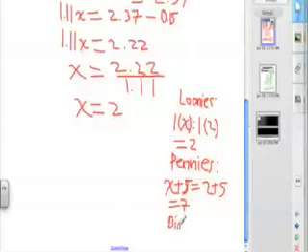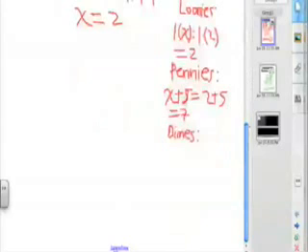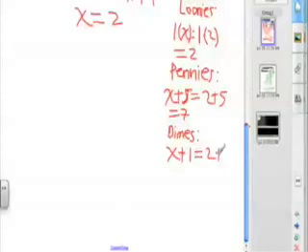And finally we have to do the dimes, which is just like we did with the pennies and the loonies, back to the table. We put down x plus 1 equals, and we replace the x with 2, which is what x equals. 2 plus 1 makes it 3. So therefore there are 2 loonies, 7 pennies, and 3 dimes.